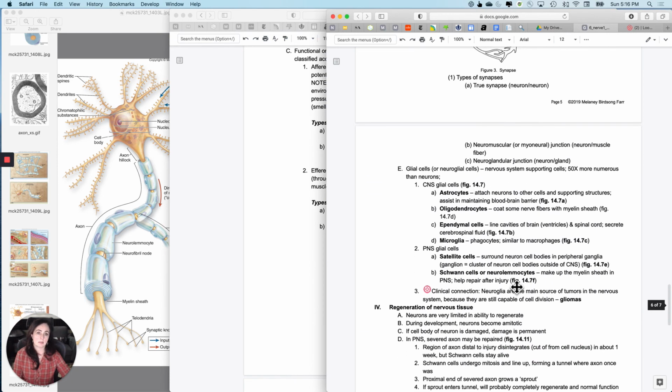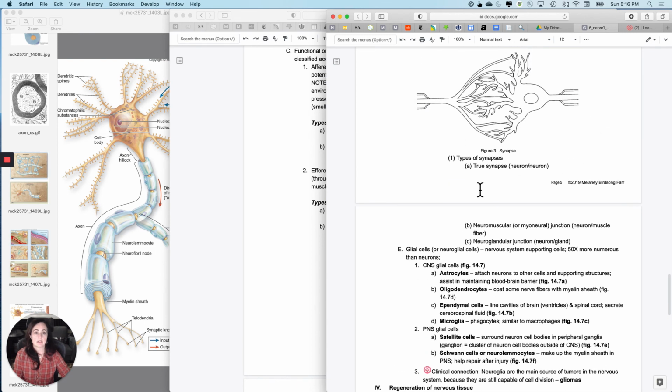Okay, types of synapses that exist. If it is between a neuron and a neuron, like you see here, it's called a true synapse. But there are also neuromuscular junctions in which this second cell would be a muscle, because you can tell them what to do. And neuroglandular junctions in which this second cell could be a gland, because you can tell them what to do.